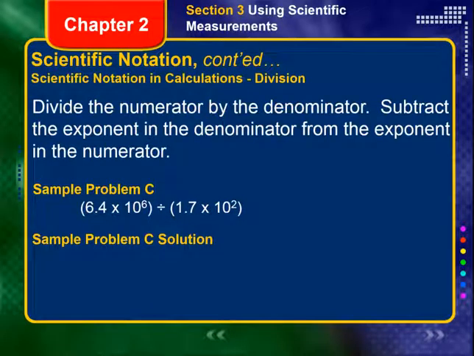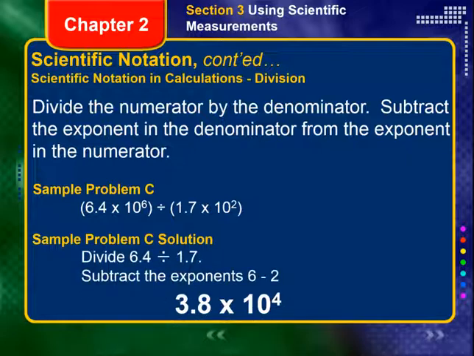Here's another one. Talk about division. Let's divide the numerator by the denominator, right? Divide the top by the bottom. Subtract the exponent in the denominator from the exponent in the numerator. So subtract the number on the bottom from the number on top. So if we have 6.4 times 10 to the 6 divided by 1.6 times 10 to the second, your final answer is going to be 3.8 times 10 to the fourth, but how do we get that? We're going to divide, using our calculator, the 6.4 by the 1.7. That gives us our 3.8. And then we're going to subtract 2, because it's on the bottom, 2 from 6. 6 minus 2 is 4. So that's where we get our 4.